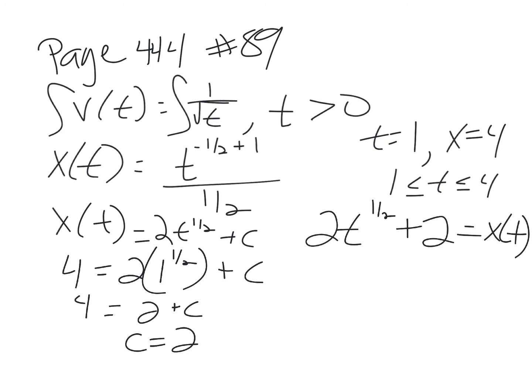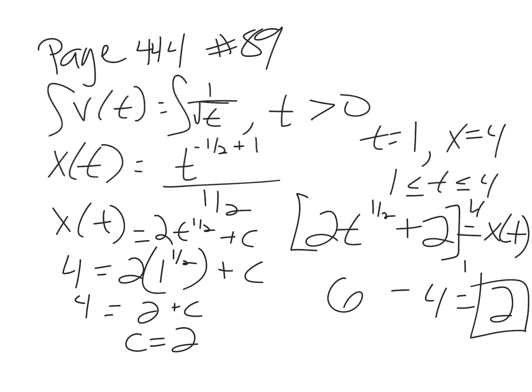Okay, here's your position. Now we need to evaluate it from 1 to 4 to find out how far we traveled. So when we put 4 in, your output is 6. And then when we put 1 in, your output is 4. So how far did you travel? You traveled a distance of 2. 2 what? Did it give you units? No. It's just 2 as your distance traveled.